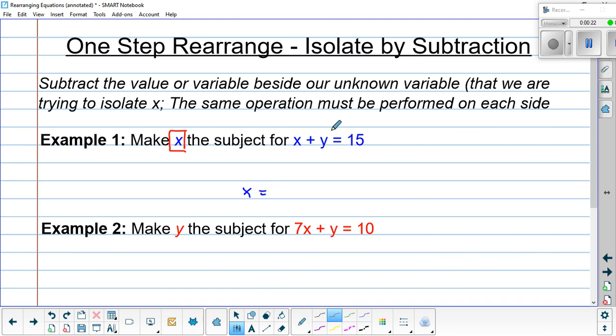If we look on the side with the x, we have x plus y. So we have to get rid of this plus y. How do we do that? How do we get rid of plus y? Well, we subtract it. If we subtract y, we have nothing. We have no y. So on the right side, if we have to subtract y, that means right away we can write x equals 15 minus y, and we're done.